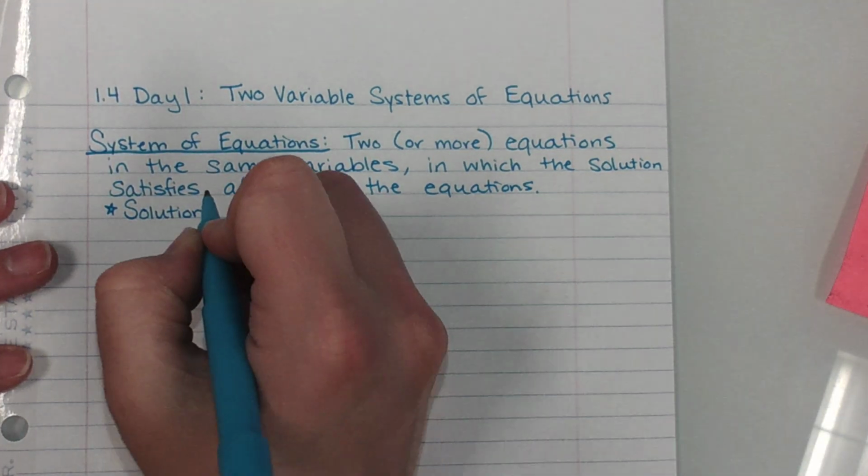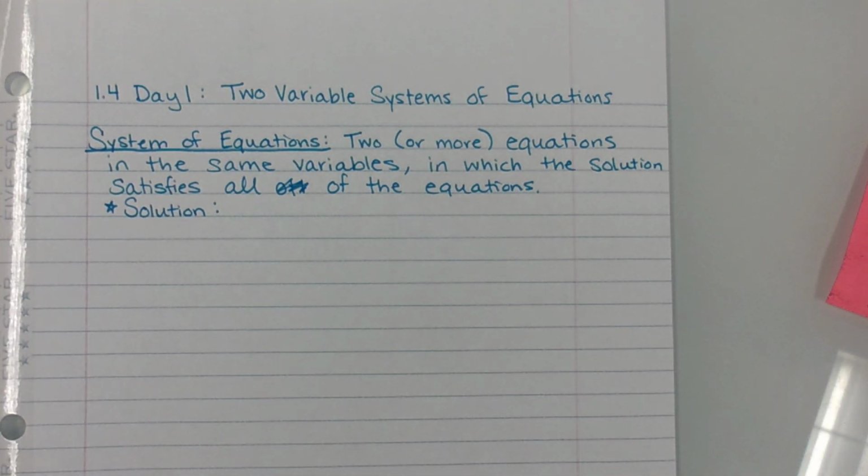Now, let's talk about that solution. If you are solving an equation that has 2 variables, that means there is 2 numbers associated with your answer. Not just an x equals, but an x and a y. And generally speaking, when you have an x and a y as a number, it's given to you as a coordinate point.